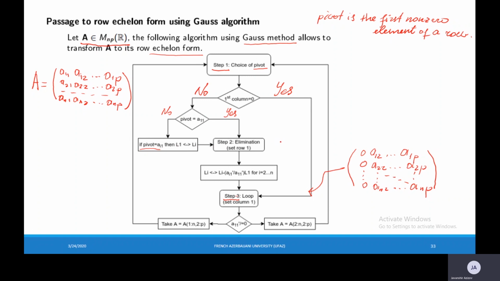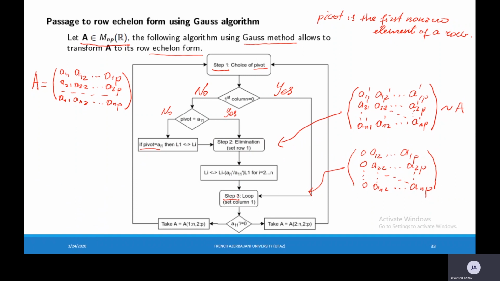Then our matrix will be this one: A11 prime, A12 prime, A1p prime, A21 prime, A22 prime, A2p prime, An1 prime, An2 prime, Anp prime. As you know, this matrix is row equivalent to A.